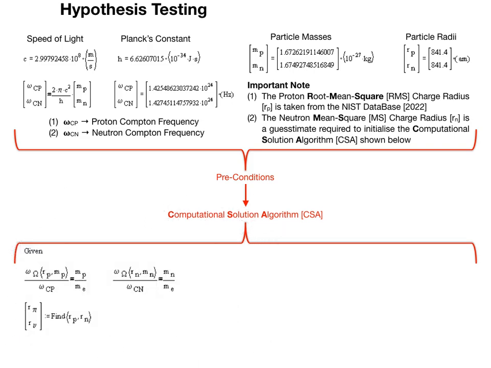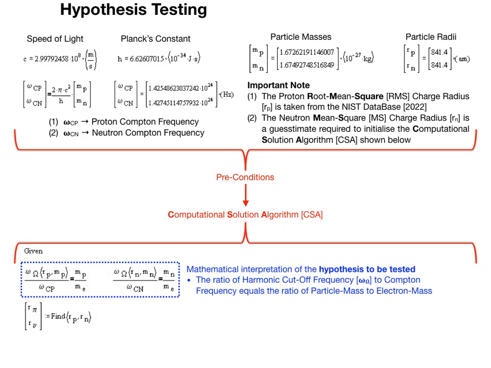With our preconditions in place, we are ready to define our computational solution algorithm. However, before we can define an algorithm, we must mathematically interpret the hypothesis to be tested. In this case, we propose that the ratio of harmonic cutoff frequency to Compton frequency equals the ratio of particle mass to electron mass. Recalling Episode 4, we know that the harmonic cutoff frequency represents the upper frequency limit of the quantum vacuum, at position r, induced by mass m. Hence, we are suggesting that the ratio of quantum vacuum upper frequency limit to Compton frequency is equal to the ratio of particle mass to electron mass.